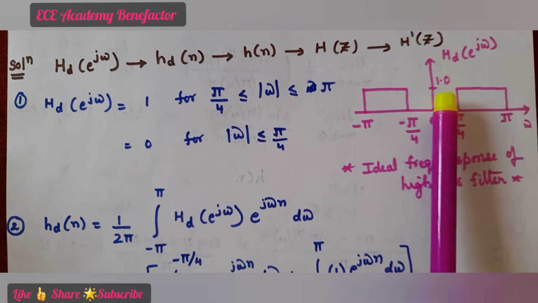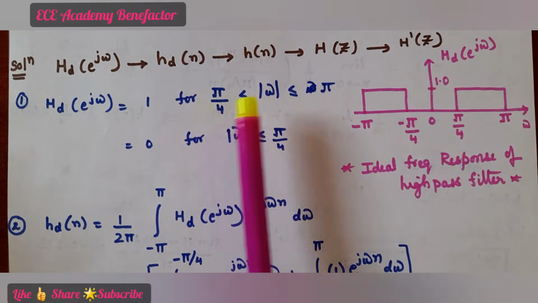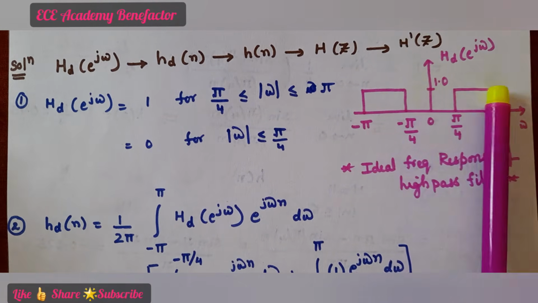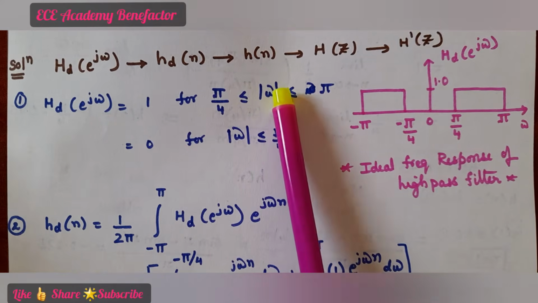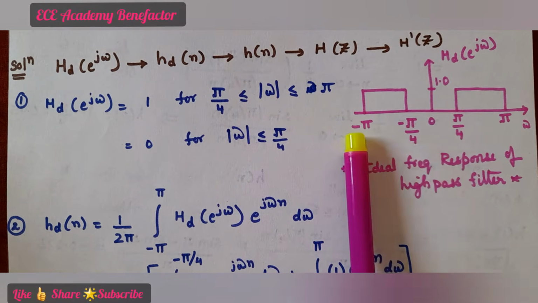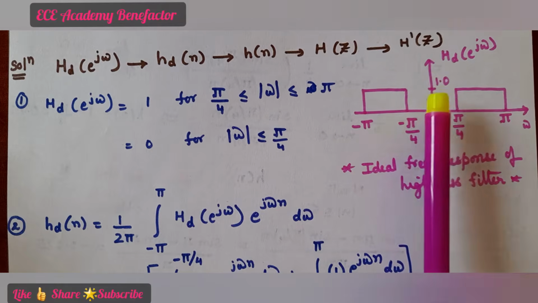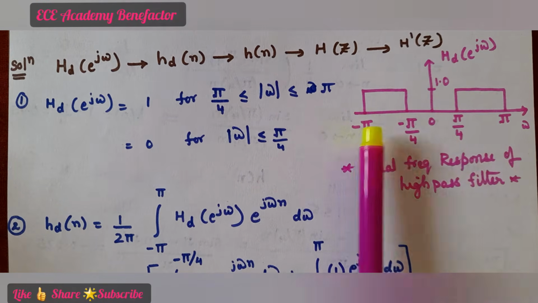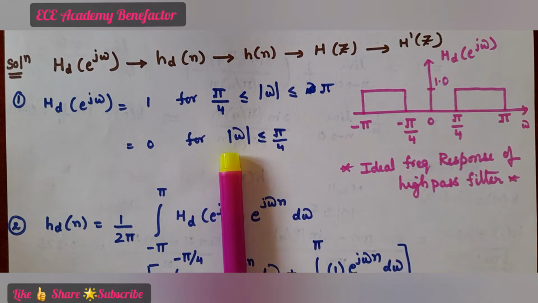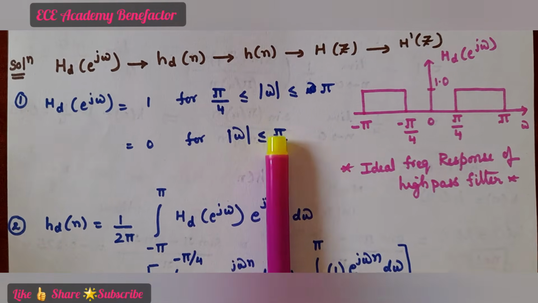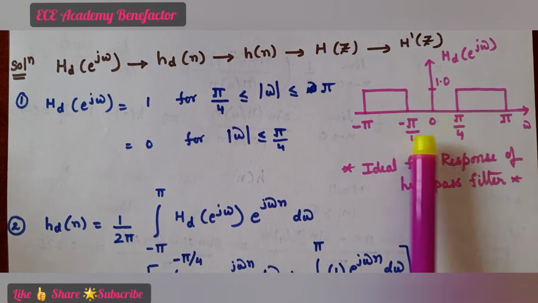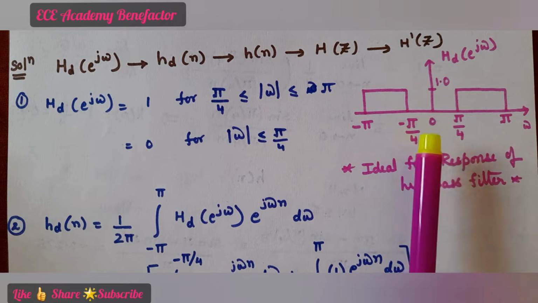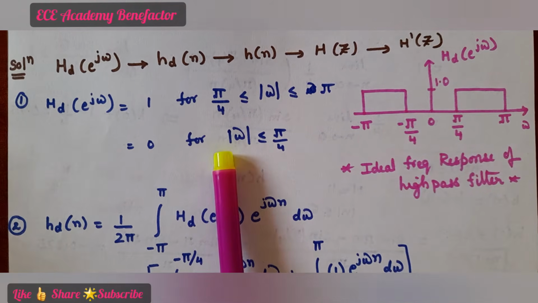H_D of e to the j omega value is 1 between pi by 4 to pi, and it is shown in mod value. Mod value means in between minus pi to minus pi by 4 also its value is 1. And for mod omega less than or equal to pi by 4, in this range the value is 0. So, this is how we draw the frequency response based on the definition.